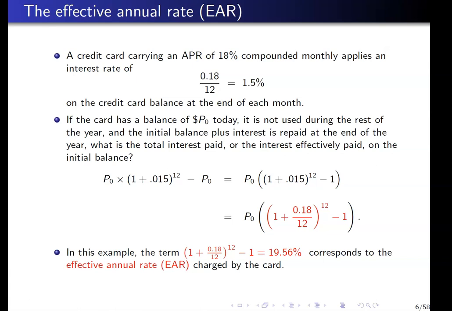In this example, the term 1 plus 18% divided by 12, to the power 12, minus 1, is 19.56%. This is the effective annual rate paid on the card during the year for an amount of money that remains on the card for a full year. So it's more than 18% because the holder of the card is being charged interest on interest as the months accumulate.